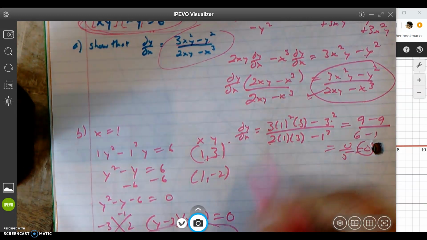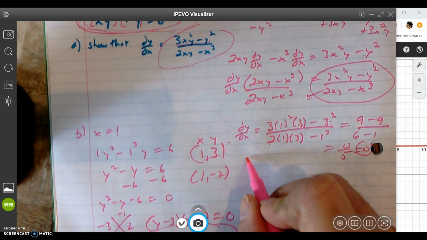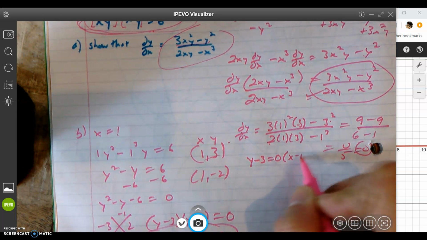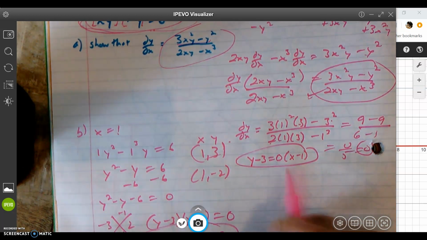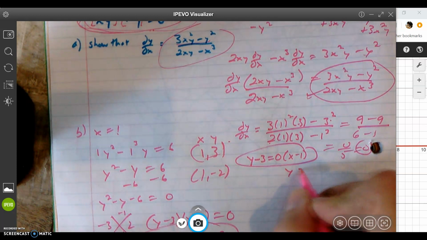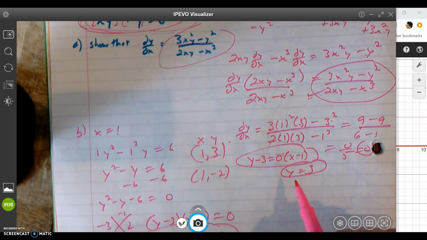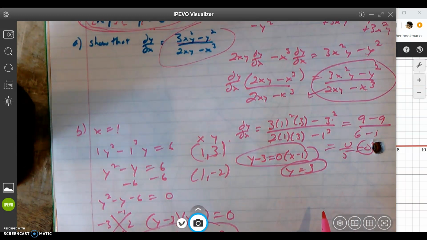Boom. All right, first tangent line. Let's do it. y minus 3 equals 0 times the quantity x minus 1. There you go. And you can simplify that if you want to, y equals 3. But this is also an acceptable answer because you don't have to simplify necessarily when you're doing free response.